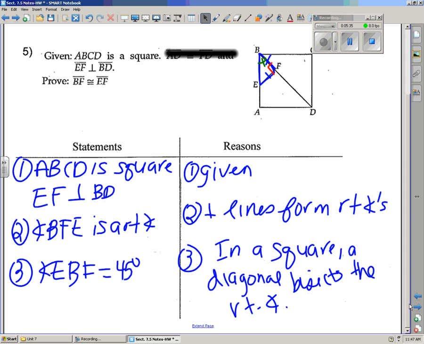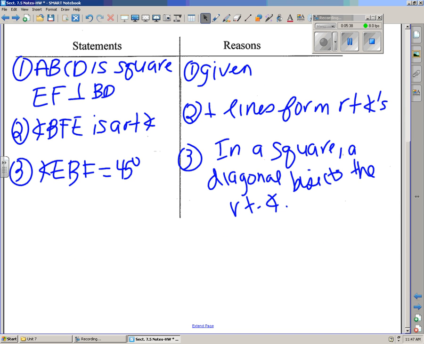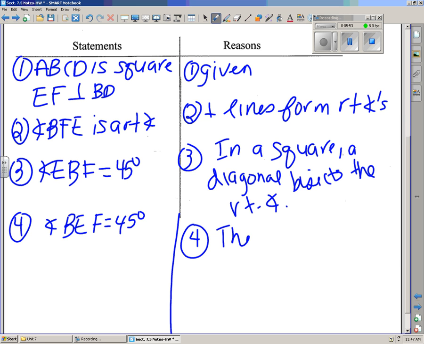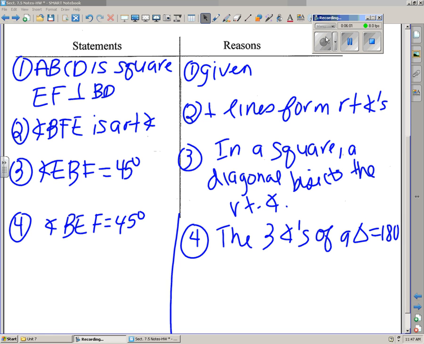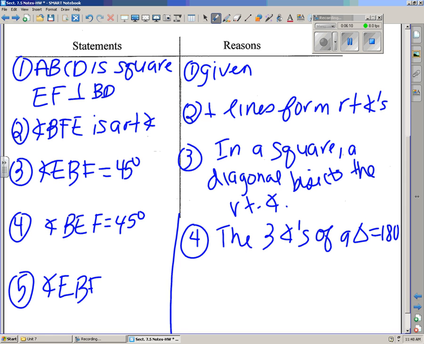And then we know that angle BEF has to be 45 degrees also. So then we could say angle BEF, and that's basically because the 3 angles of any triangle have to be 180 degrees. And then you can say, if you want to, and this step is not necessarily necessary, that angle EBF is congruent to angle BEF, and that reason would be because of substitution.